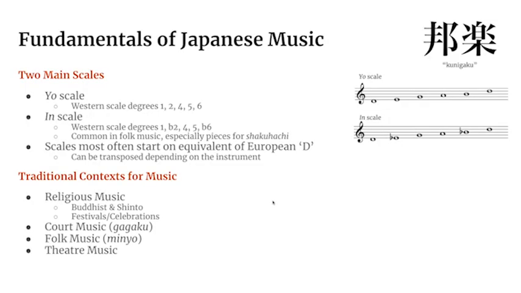The In scale is quite similar. It's just a modified version of the same scale, and it uses scale degrees 1, flat 2, 4, 5, flat 6, and then the octave. So that would be D, E flat, G, A, B flat, D.